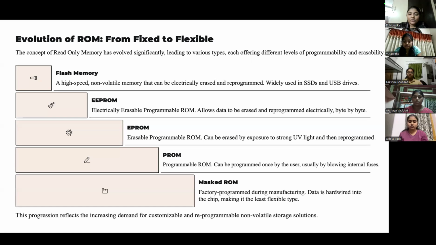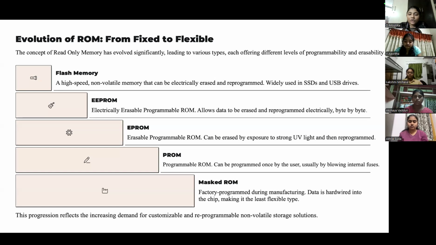The storage information needs to be changed. This chip can be erased using strong UV light and then reprogrammed. You can identify EPROM chips because of the small transparent quartz window on top, which allows UV light to pass through it. Next one is PROM.